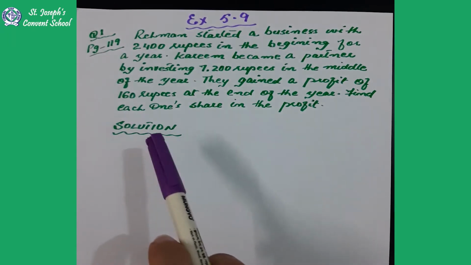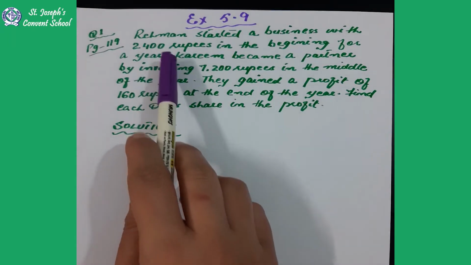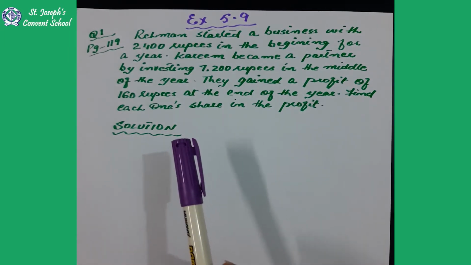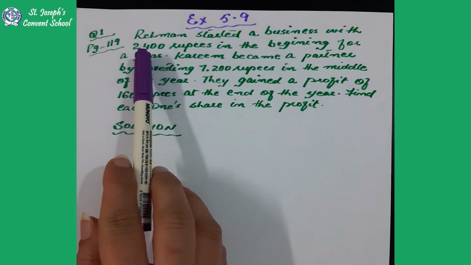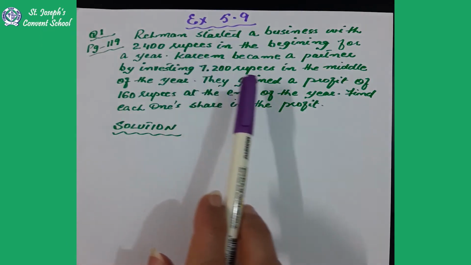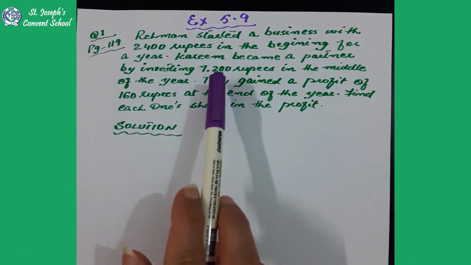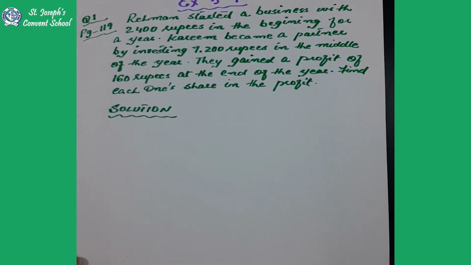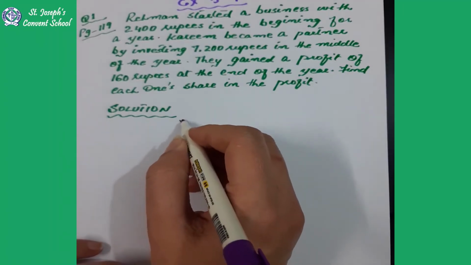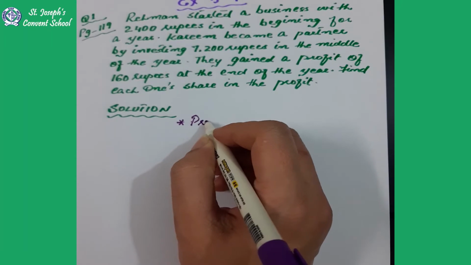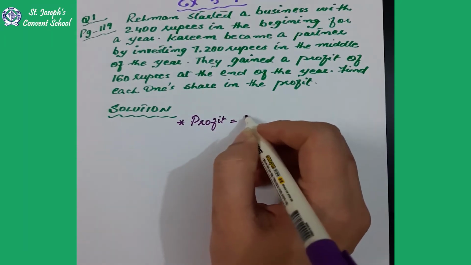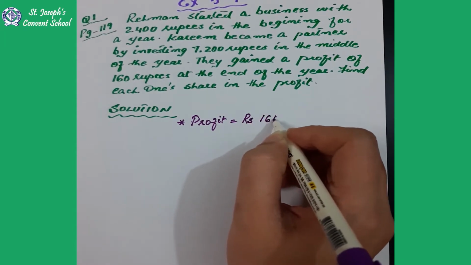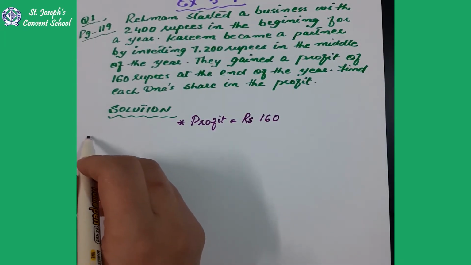So we are going to find the share. There are two persons only, Rahman and Kareem. They have invested the amount. Rahman has invested for a year, for 12 months, and Kareem has invested in the middle of the year, so for 6 months. Now we'll find for 1 month and then find the ratio, sum of the ratio, and then in the end the share in the profit. So the profit is rupees 160.